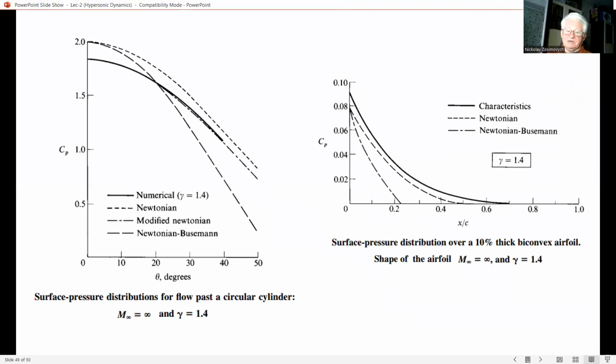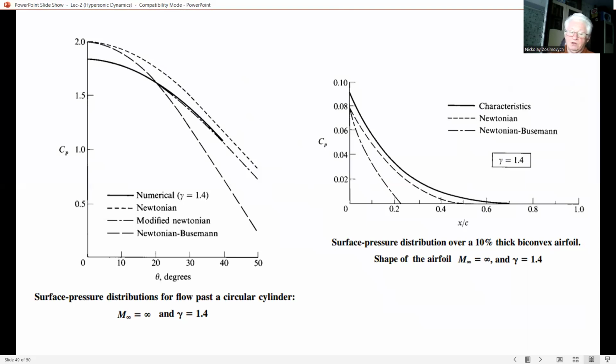Here, the pressure distribution over a 10% thick biconvex airfoil is predicted by both Newtonian and Newtonian-Busemann theories and compared with exact numerical results from the method of characteristics. For gamma equal 1.4, the Newtonian-Busemann is again worse than straight Newtonian. And in this right figure, the method of characteristics results are obtained and the Newtonian results demonstrated here.